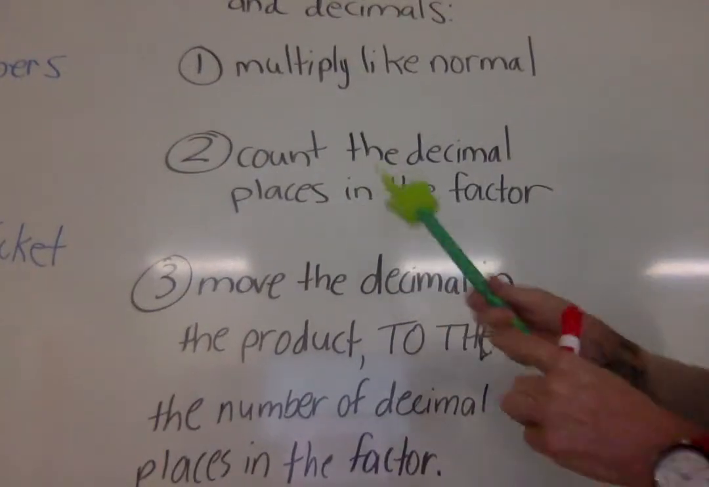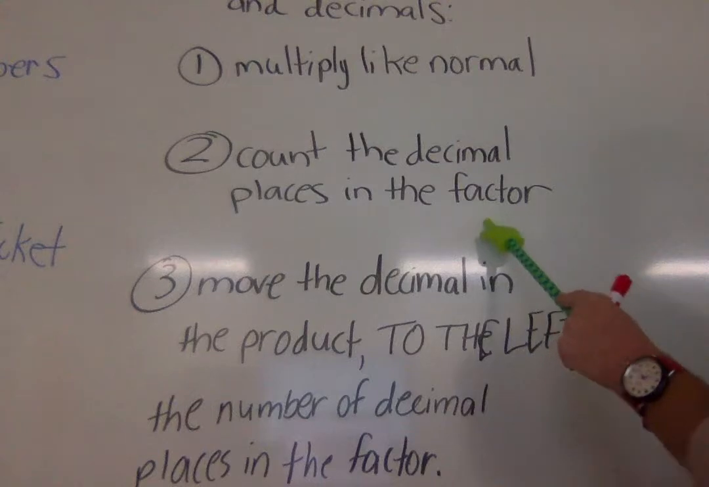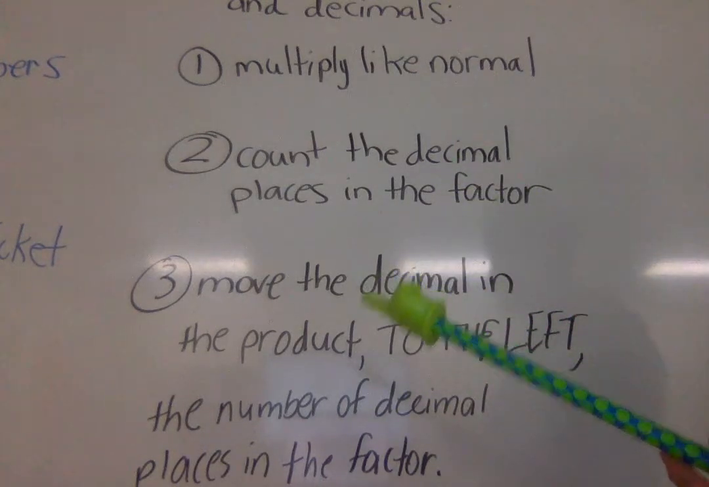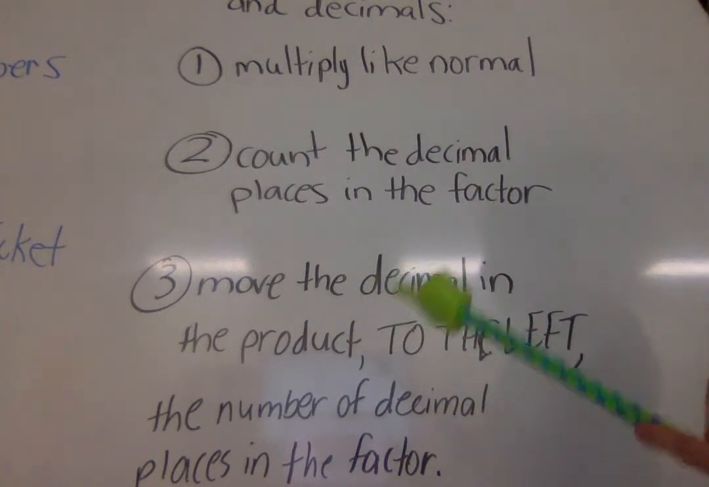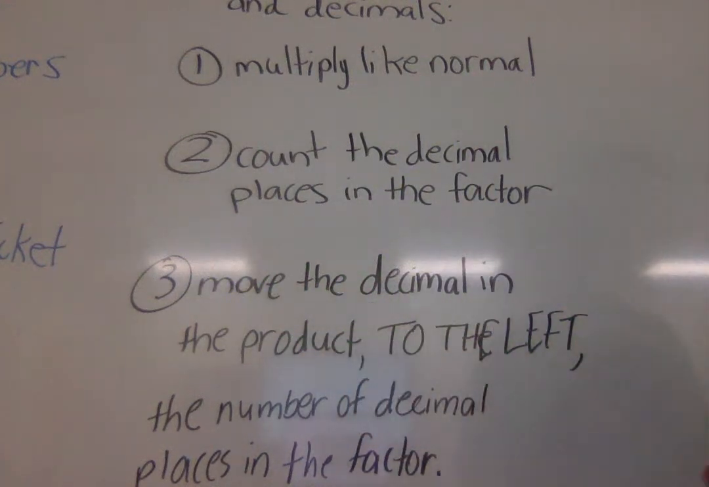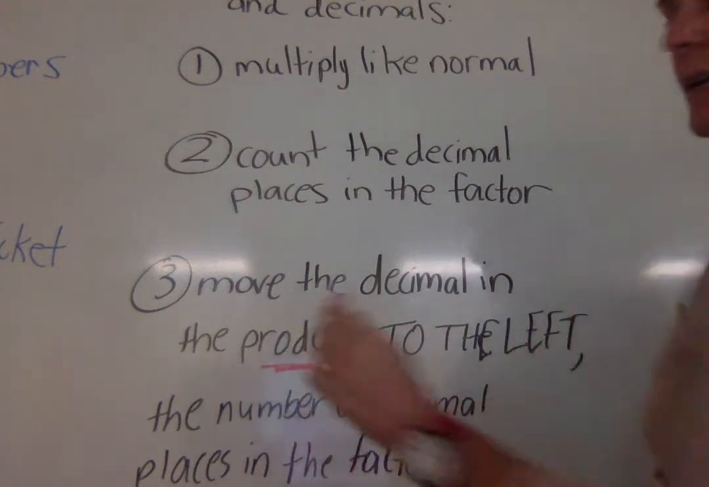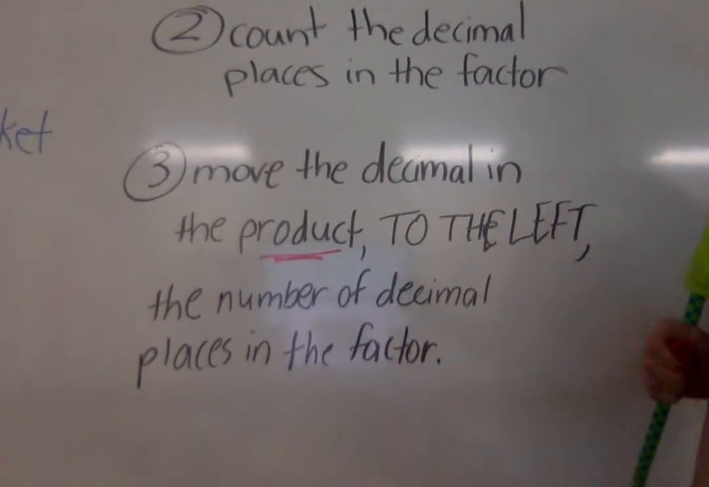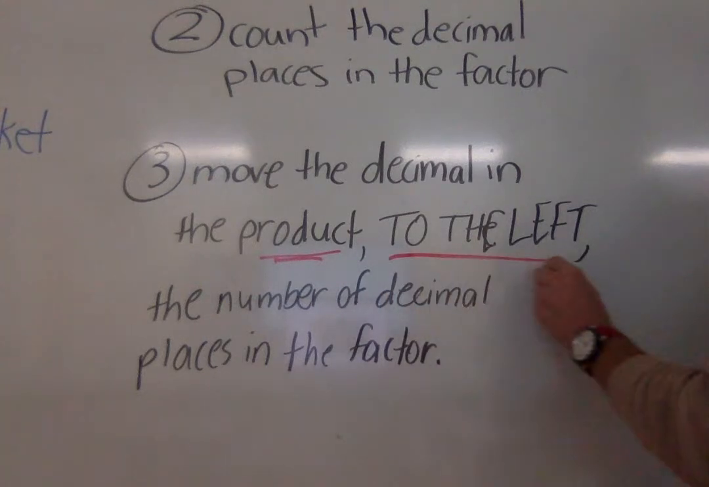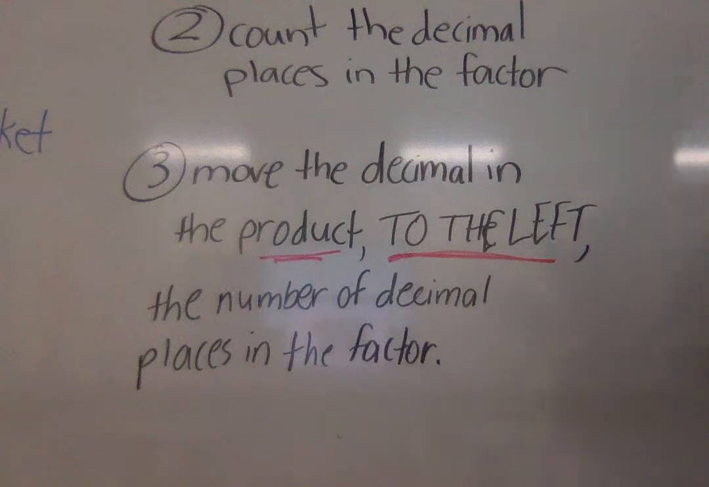Step number 2, count the decimal places in the factor. Right now, there's only going to be one factor that has decimals. Count the numbers behind it. Then move the decimal in the product. Remember, the product is the answer, to the left, the number of decimal places in the factor.